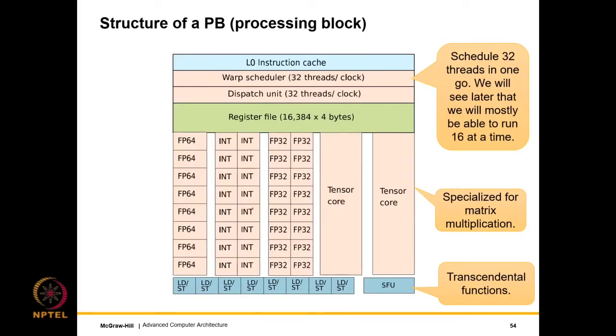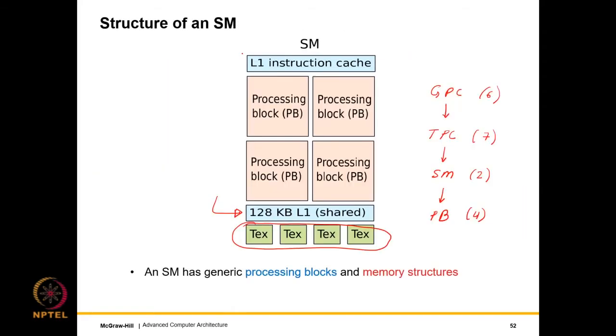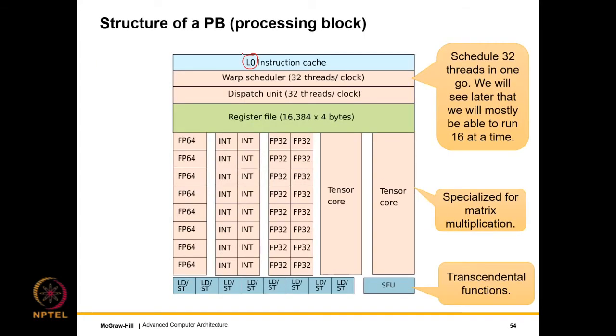So now let's come to the structure of a PB, which is the last level, because the PB is the one that contains cores, and contains a lot of cores. The PB also has an instruction cache. So it is an L0 instruction cache. If you would recall, we had an L1 instruction cache with each SM, but each PP has an L0 instruction cache, and it can manage 32 threads every clock cycle. These threads are like a subset of a thread block, right? Something that we had studied in the previous lecture.